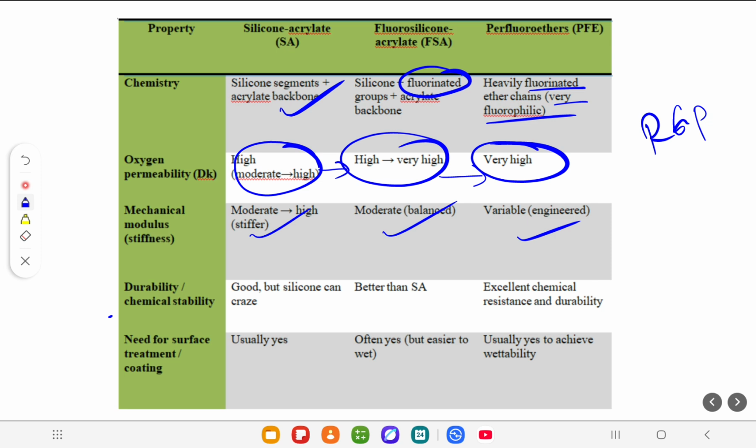Chemical durability is good, but silicon acrylate can be brittle. Fluorosilicon acrylate is definitely better than silicon acrylate. But the durability of perfluoroether is excellent, with excellent chemical resistance. Need for surface treatment or coating: usually for every lens, a surface treatment or coating is needed.